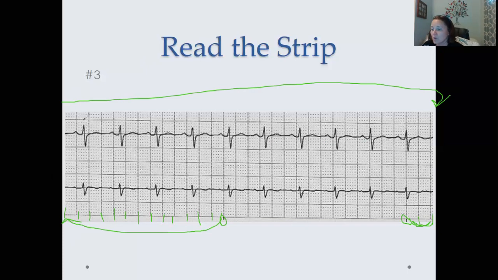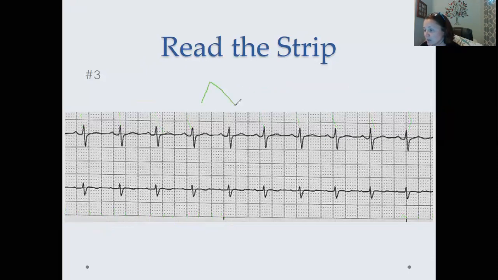So let's count our QRSs. 1, 2, 3, 4, 5, 6, 7, 8, 9, 10 QRSs in there. So our rate is 100. 60 to 100 is normal. It's on the tippy top of normal, but it is still normal, just like 60 is also still normal. So what we've got here is a normal sinus rhythm strip.